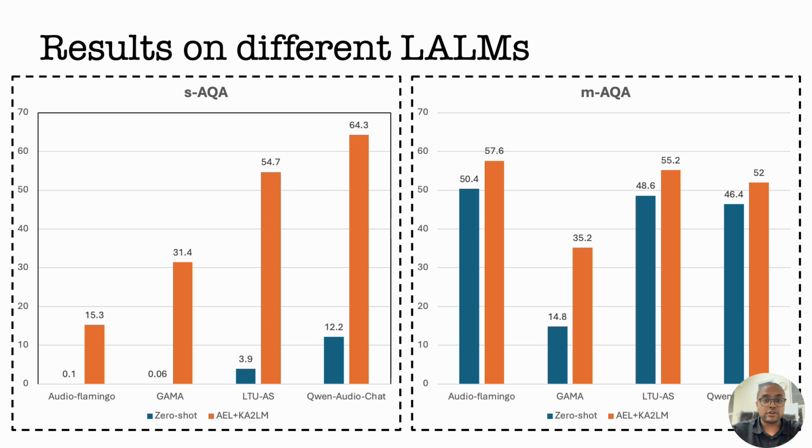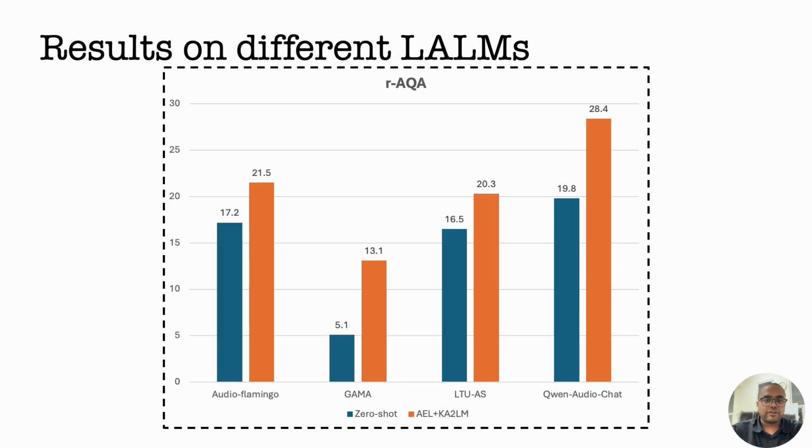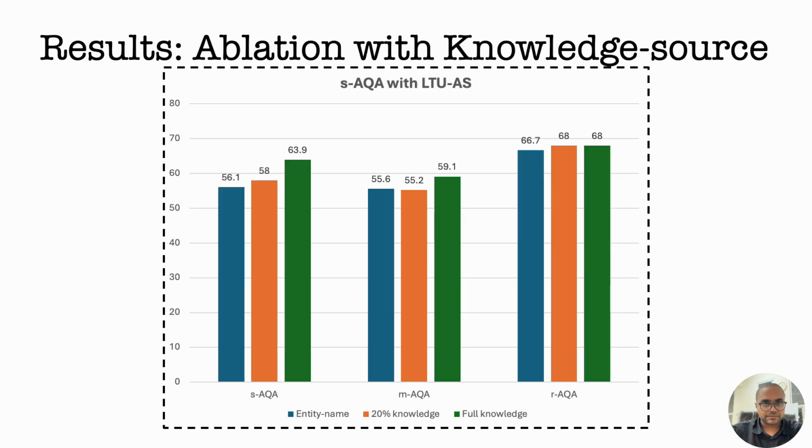So here, the results are shown for 2 subtasks of Audiopedia, s-AQA and m-AQA. So the results say that for s-AQA, since the answers are open-ended, the zero-shot results are very poor in this case. And once our framework is applied, it improves the open-ended answer generation for s-AQA task here. And similarly for m-AQA, our proposed framework improves the performance of these LLMs. And similarly for r-AQA as well, our proposed framework consistently improves the performance over all four chosen open source LLMs.